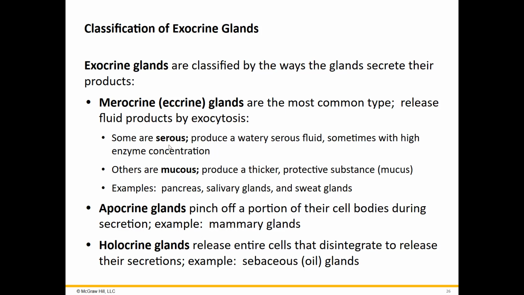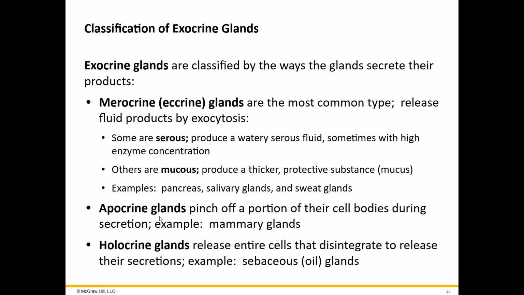What do I want you to know here? I want you to know that some of them are serous glands. Serous glands produce serous fluid. A serous membrane, that we'll get to later, those are the membranes that protect the organs. So those membranes that the organs sit in, those sacs, are filled with a serous fluid. Serous fluid is secreted by merocrine or eccrine glands, yeah? They also produce mucus, yeah? So pancreas, salivary glands, sweat glands, these are merocrine glands. What I want you to know is merocrine is serous or mucus.